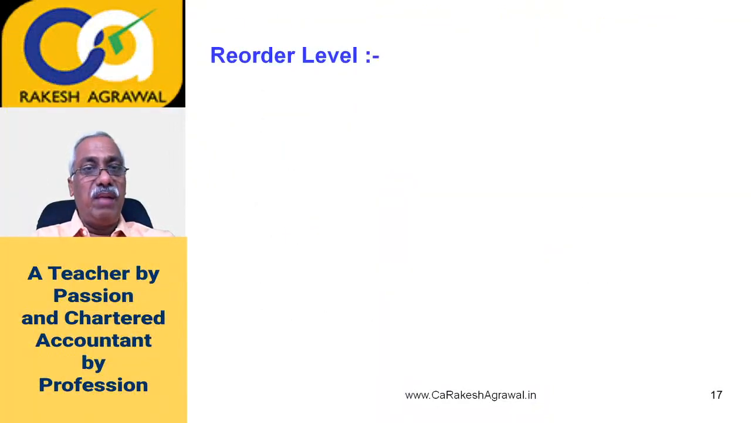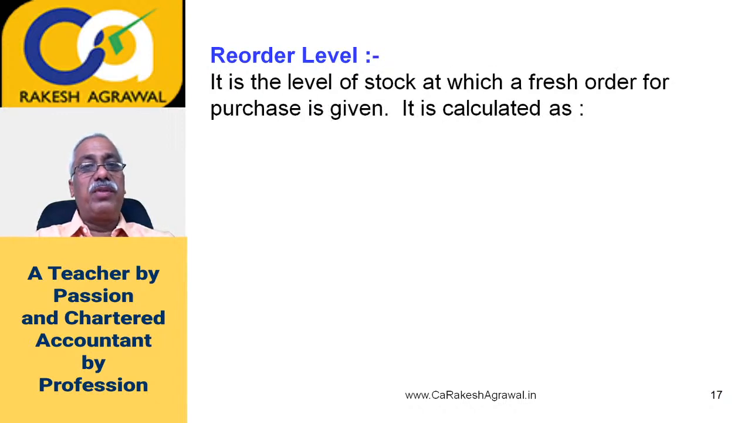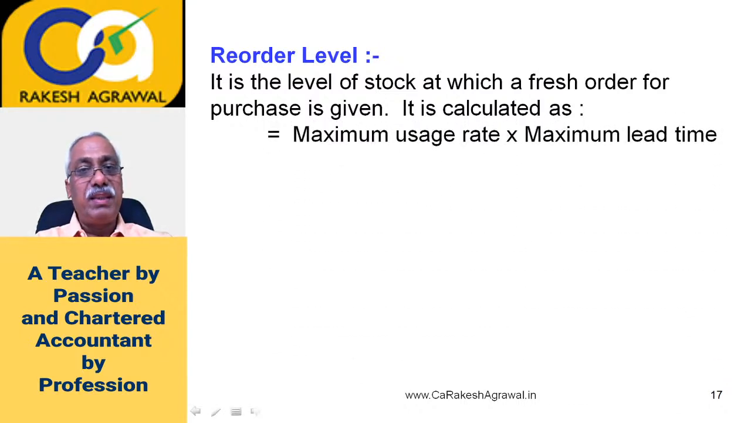So let us see the reorder level first. Reorder level is the level of stock at which a fresh order for purchase is given, and it is calculated as maximum usage rate into maximum lead time. Maximum usage rate into maximum lead time will give you the answer of reorder level.